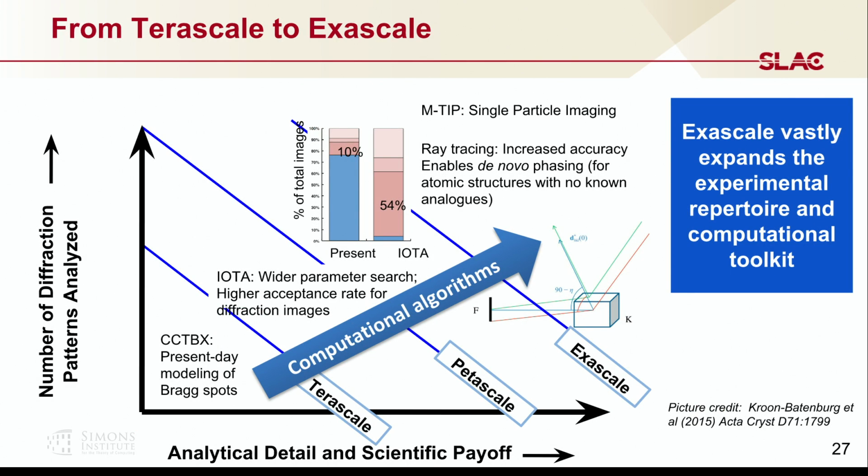So why is it important to move from the terascale that we adopt today for doing the modeling of the Bragg spots to the exascale that we are aiming for by 2022, 2024? First thing that we will do in the petascale range is this IOTA algorithm, which offers a wider parameter search, and we end up with much higher acceptance rates for diffraction images, which means that we can then do the analysis with a factor of 5 more images than what we can do today. And then eventually, with techniques like the MTIP algorithm that I will describe later, of ray tracing, we will get into the exascale world, and we will be able to increase the accuracy and also do de novo phasing, which means that we will be able to analyze atomic structure with no known analog. So we don't need any a priori information to do the reconstruction.